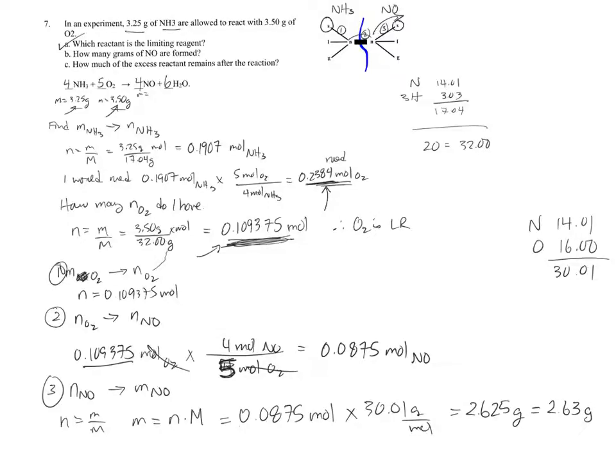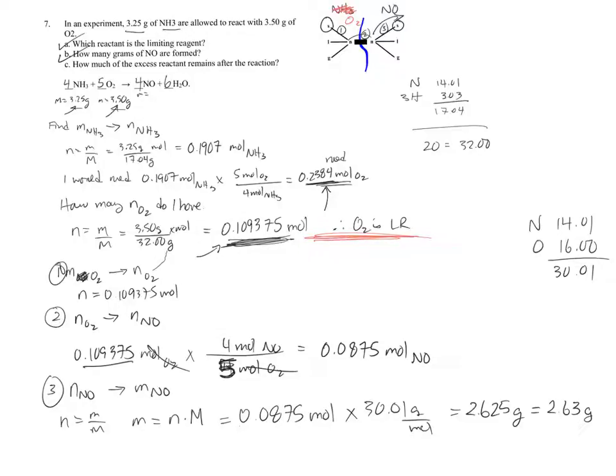Okay, so how many grams formed? Done. B's done. Then it says how much of the excess reactant remains after the reaction. That's an interesting question. So if I look back here, this is how many moles. The excess was the ammonia, right? Oh, up here, I shouldn't have had that as ammonia. This should have been oxygen, because oxygen was my limiting reactant.